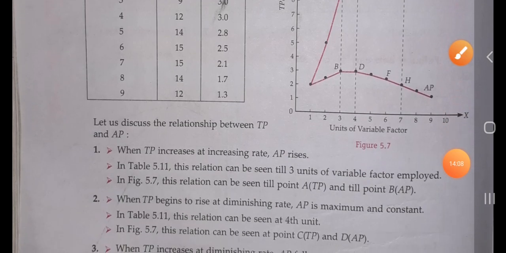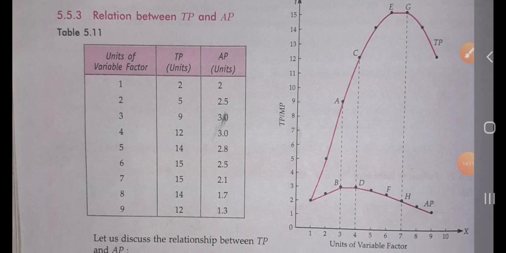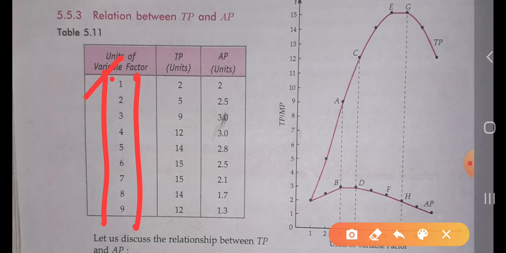Now we are going to study the relation, as we already studied the relation between the TP and MP. Second, we have studied the MP and AP. Now we are going to start the relation between the TP and AP. When total product is given in the question, the unit of variable factor will always change. So 1 2 3 4 5 6 7 8 9 is given. The value of TP is also given: 2 5 9 12 14 15 14 12.